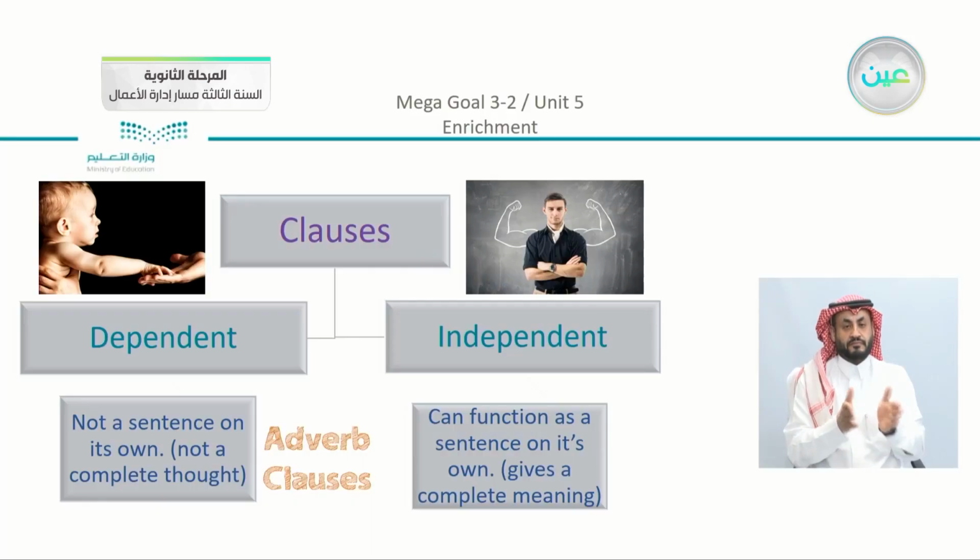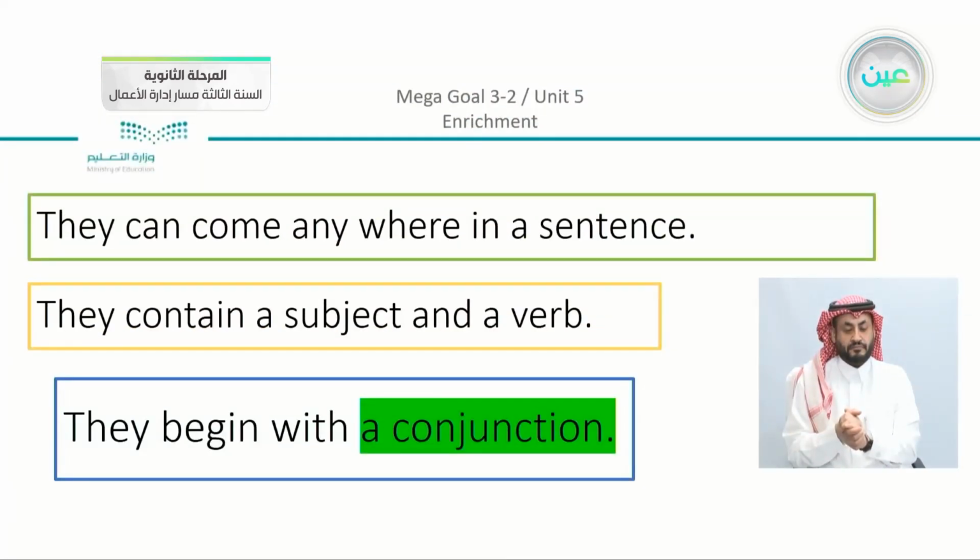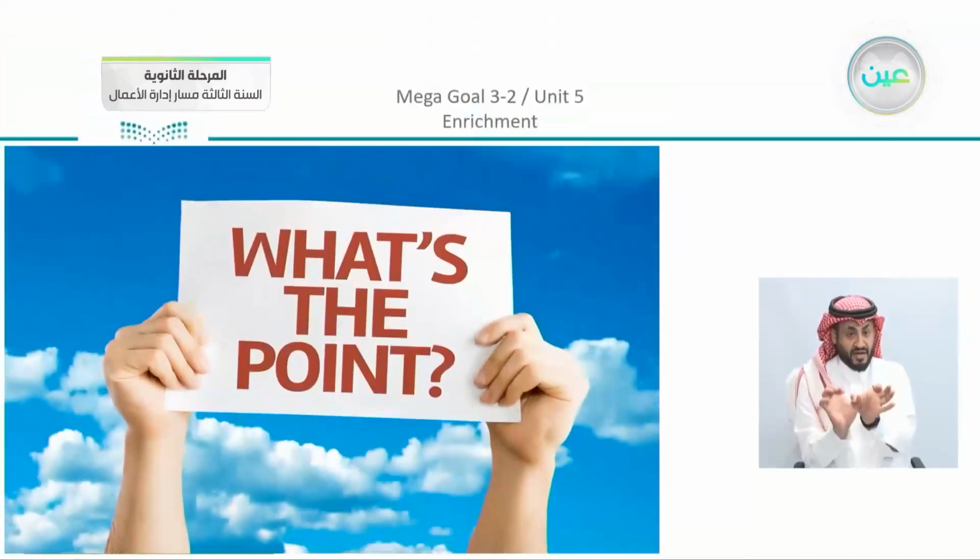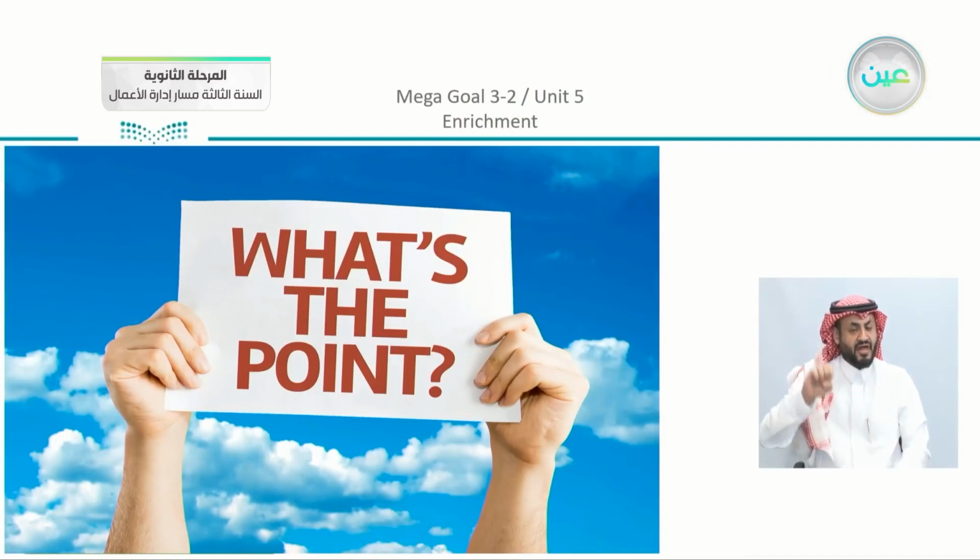Now, you can remember that we had the two types: dependent and independent clauses. And we compared the two clauses like a baby and a young man to know who depends on the other. Here in these sentences, we know that they can come anywhere in a sentence. They contain a subject and a verb, and they begin with a conjunction. So we have here, because of the sale, everyone went shopping. Because is the conjunction in the adverb clause.